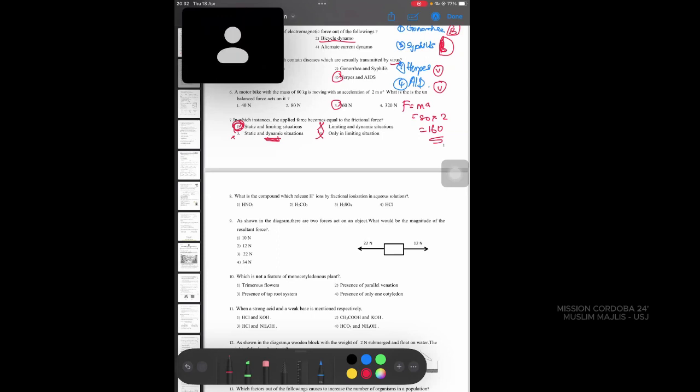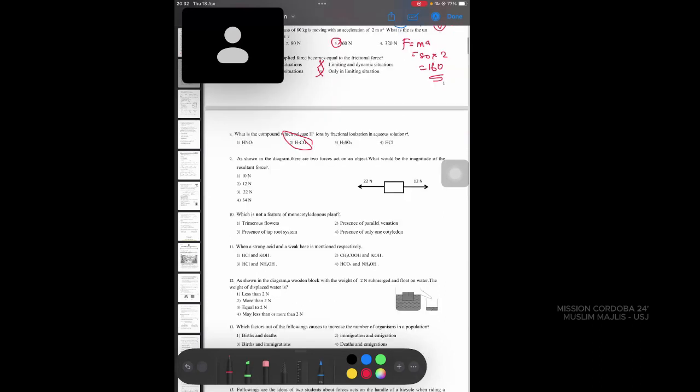As shown in the diagram, two forces act. What is the magnitude of the resultant force? Both the forces are in opposite directions, so we have to subtract: 22 minus 12. That will give you 10. First answer.